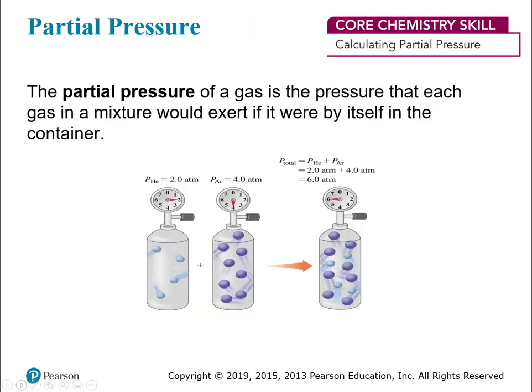So the partial pressure of a gas is the pressure that each gas in a mixture would exert if it were all by itself in the container. So let's say that we had a container of helium and argon gases. That's here. If we just had all the helium with no argon, it would be 2 atmospheres. If we just had all of the pressure from the argon, it would be 4. The total pressure is 6 atmospheres, which is each individual pressure of each gas added up.